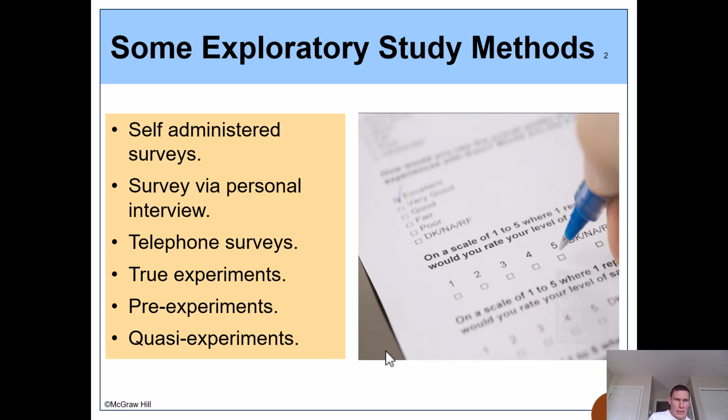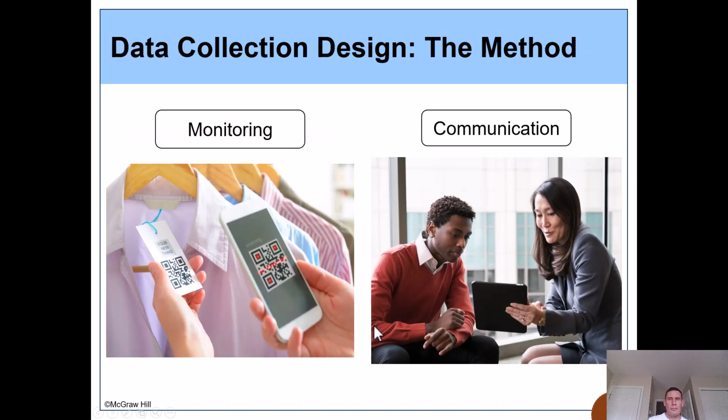Some formal study methods: you could use self-administered surveys, maybe ones with Likert scales. Survey via personal interview has a lot of rich data to collect, but it's very time consuming. Telephone surveys, true experiments and pre-experiments, and even quasi-experiments. Think of a quasi-experiment as something that is probably an experiment, but there may be elements of it that would not be considered experimental.